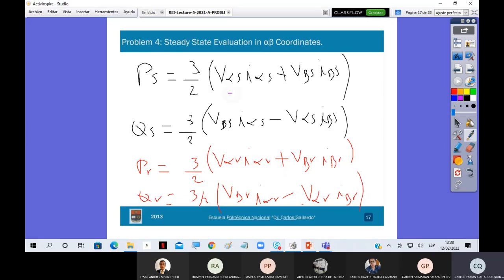Therefore, substituting these values into each equation, I will get the stator active power 2.1 megawatts. The stator reactive power 1.31 megawatts. The rotor active power 32.33 kilowatts. And for the rotor reactive power, I will have here 0. Okay? I will get 0.